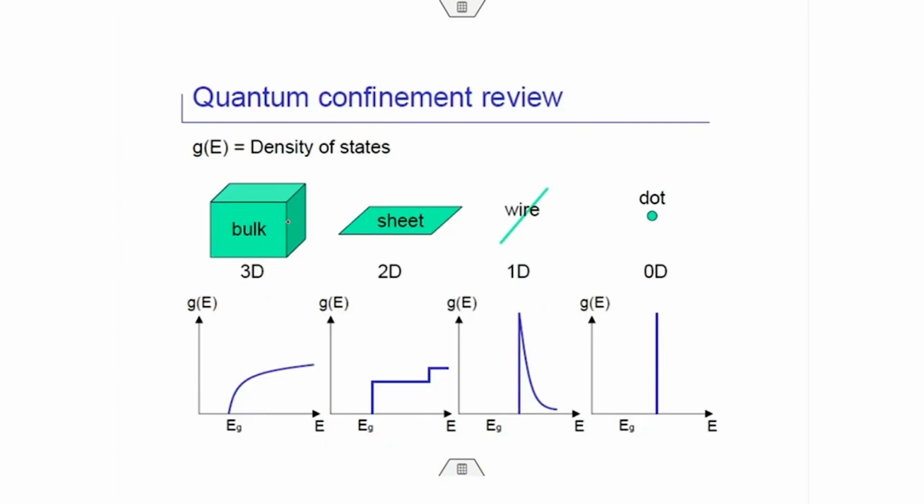If you plot the density of states G(E) versus energy for a 3D or bulk nanomaterial, where all the dimensions are more than 100 nanometers, then it looks like this. It is basically a continuous energy band spectrum. The moment it becomes a sheet-like 2D, you can have discrete levels, and in 1D and 0D it becomes very, very discrete. Like in 0D you can have only spikes, basically like delta functions.